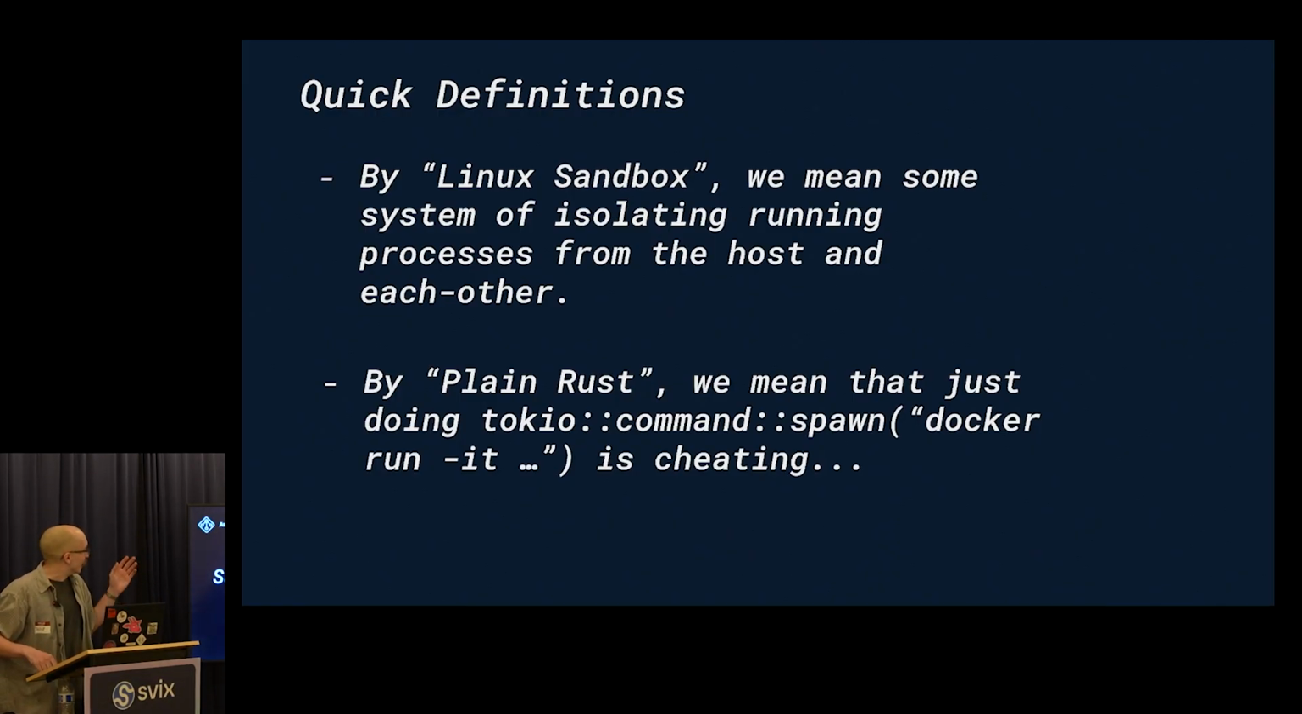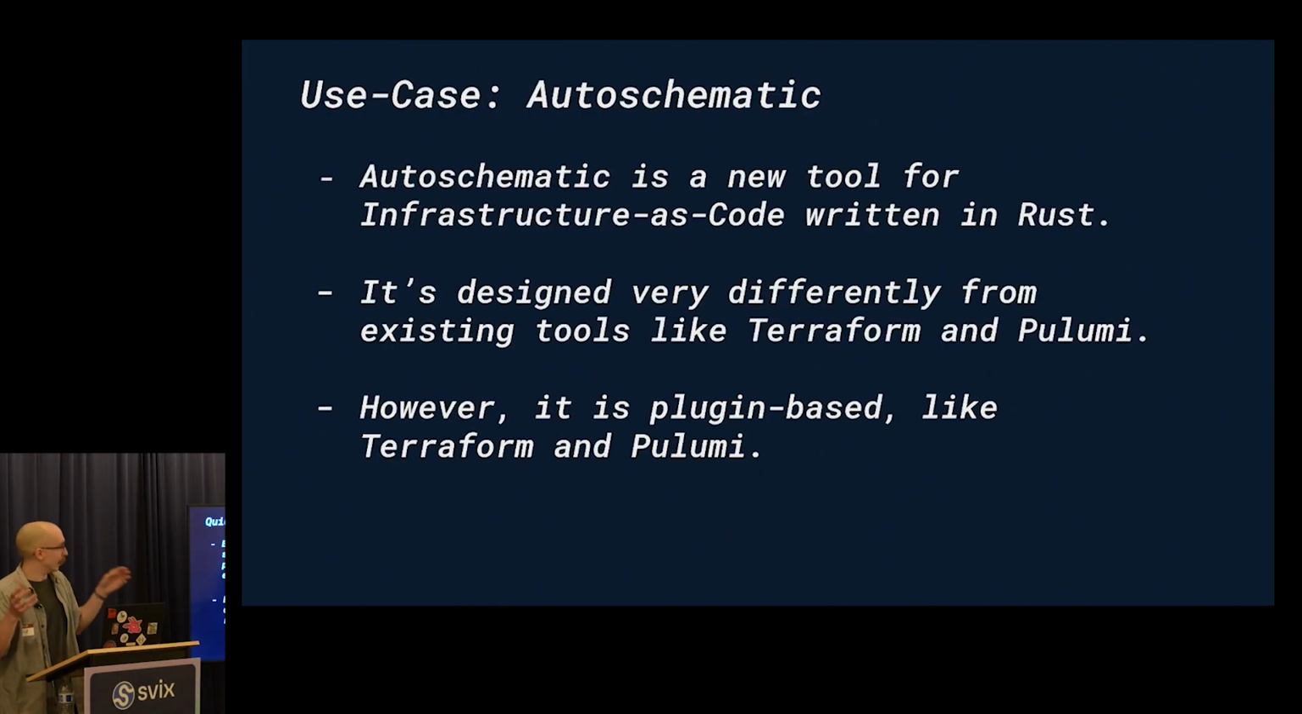Very good. So this is all background context. Before we start, when we say a Linux sandbox, we mean some way of isolating processes running on a Linux host from one another, so that they can't modify each other's files or access each other's secrets on some level, or even just view each other's running environment, for example. And when we say plain Rust, we mean you can't just spin up a Docker container. That's cheating, right? You want to actually do something meaningful in Rust.